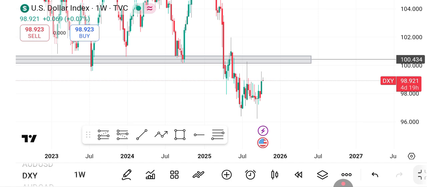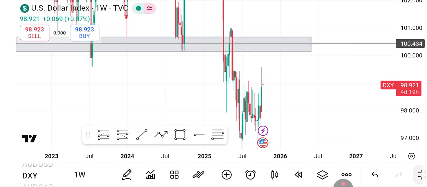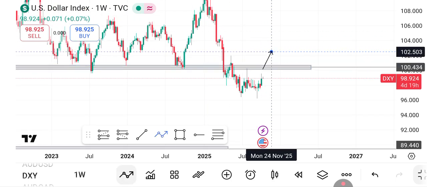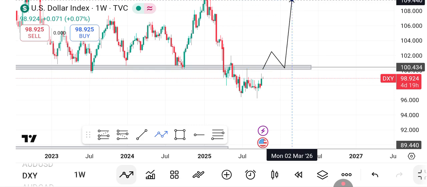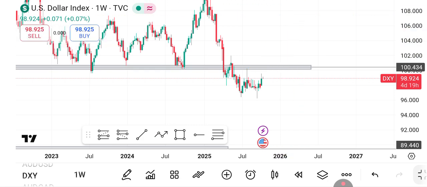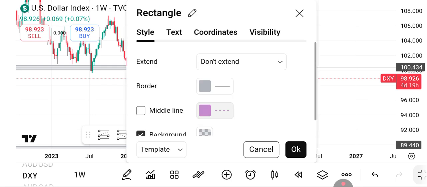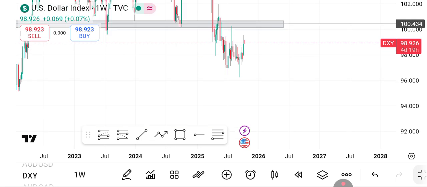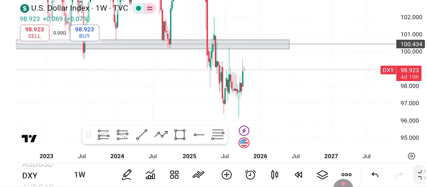So should the price break above the 100.434, then I will start to be bullish on the dollar pairs. Should the price break above this zone right over here, then I will start to be bullish on the DXY and US dollar pairs. Now that we have not yet broken out of the 100.434, I will still be bearish on the US index and the US dollar pairs.